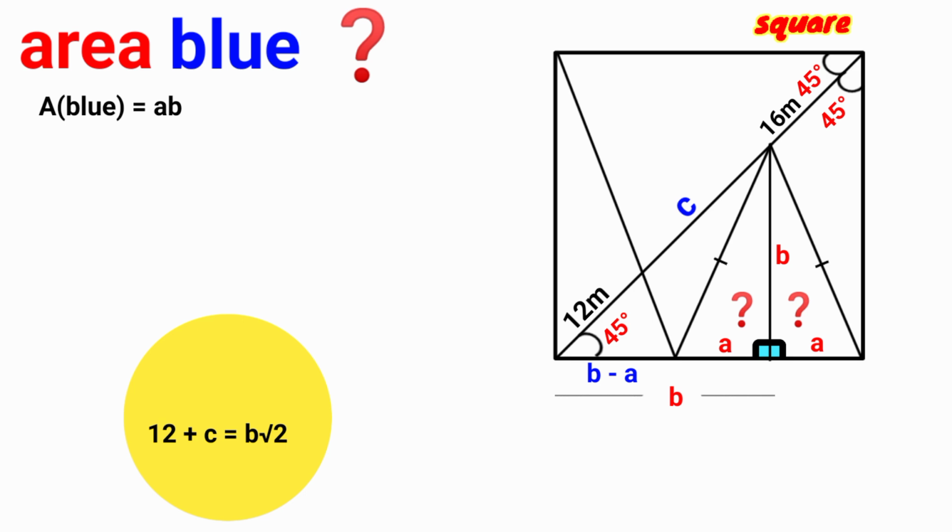Subtract 12 from both sides. Here 12 minus 12 is 0. So C equals B root 2 minus 12. We keep it aside.